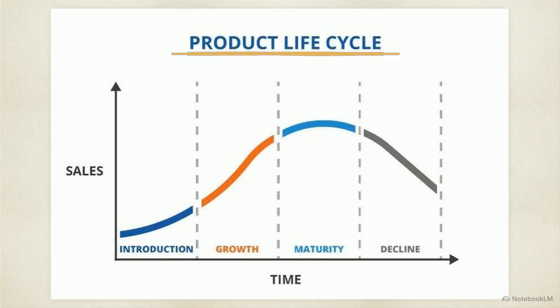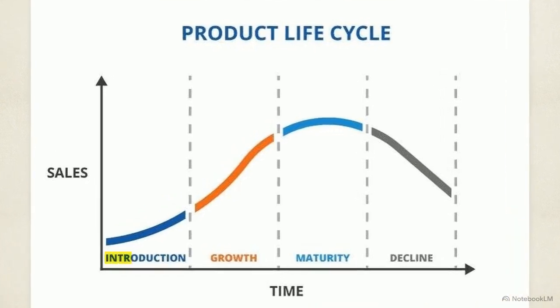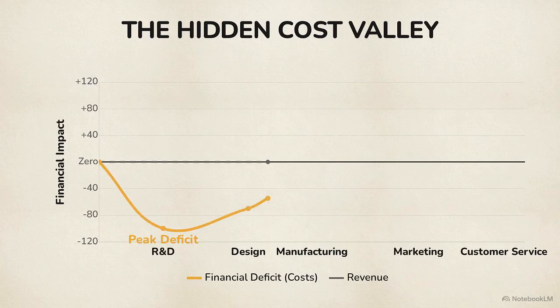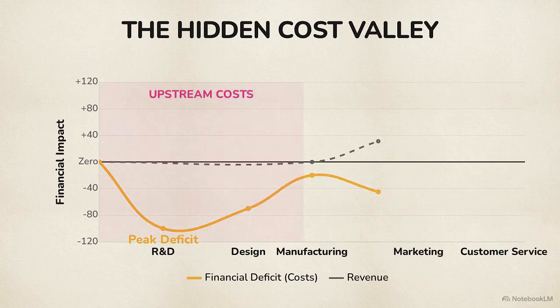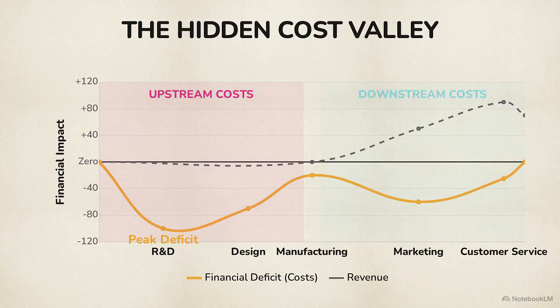This chart graphs a standard product lifecycle, a bell curve of sales moving through introduction, growth, maturity, and decline. But it ignores the resource-intensive phase on the left side before the first unit is sold. Phase 1 is research and development, with zero revenue and high costs. Because R&D and design occur before manufacturing, we categorize these as upstream costs. Conversely, post-production expenses like marketing and customer service are downstream costs.